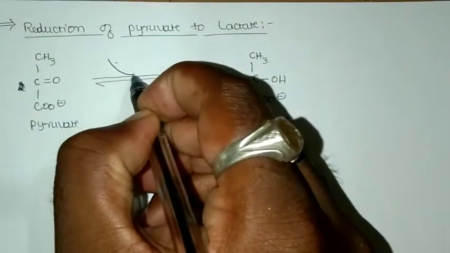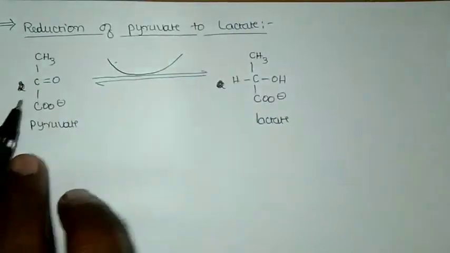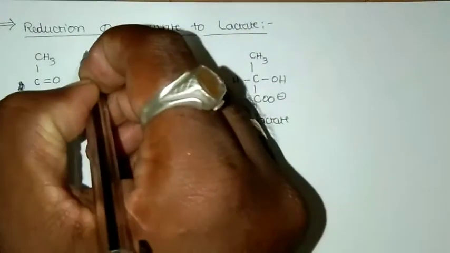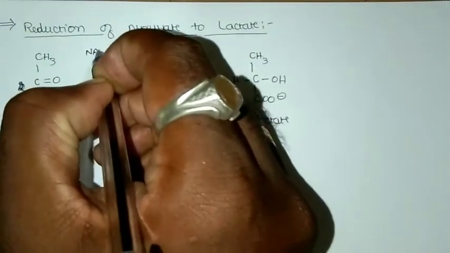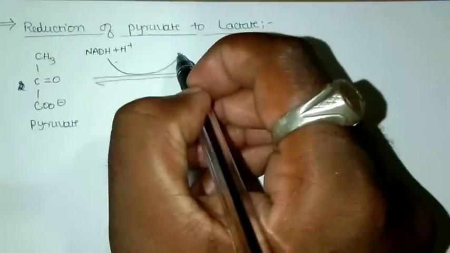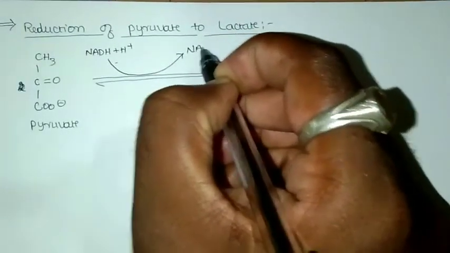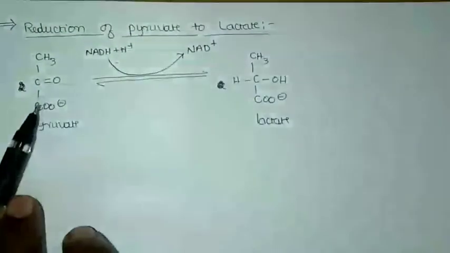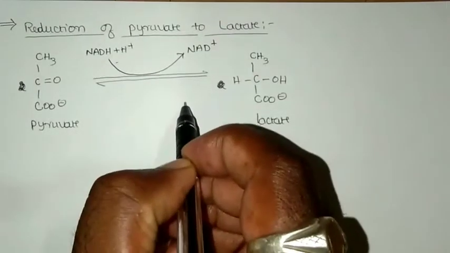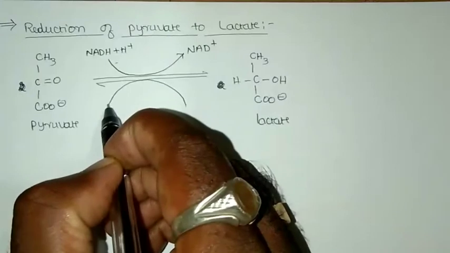So here you can say in case of conversion of pyruvate into lactate, there occurs consumption of reduced coenzyme with proton so as to produce NAD plus, and that causes conversion of pyruvate into lactate. And as I said, the reaction is reversible in nature.